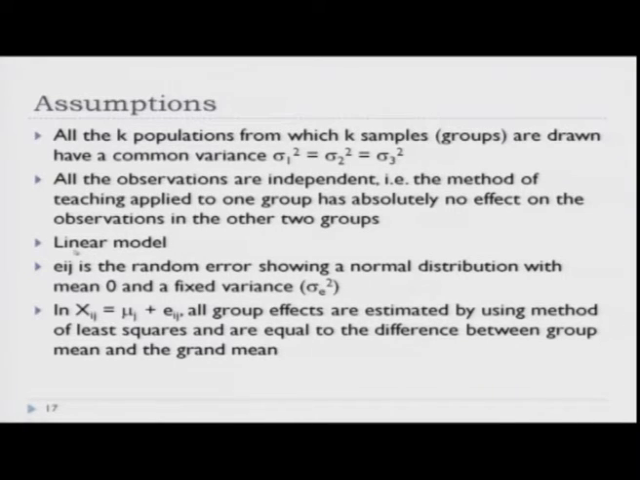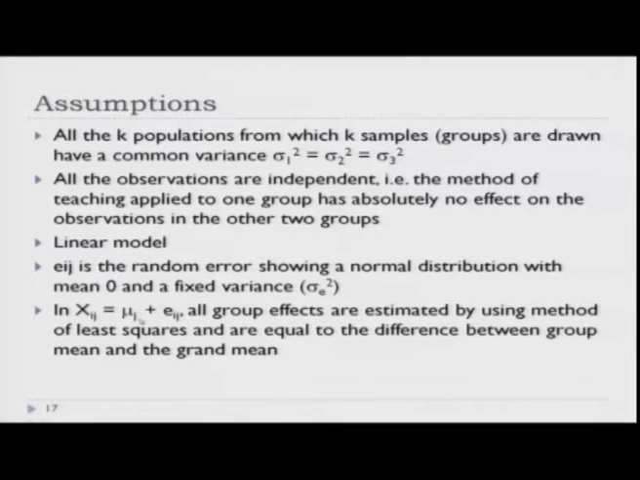F ratios are based on a linear model. Although F ratios are ratios, the model is linear because it is mu i j equal to mu plus alpha j plus e i j. e i j is the random term; it shows a normal distribution with mean 0 and a fixed variance sigma square e. If this variance is not fixed, then you have the problem of heteroscedasticity. Check it, make corrections, and then apply analysis of variance. Some modified analysis of variance will be applied.